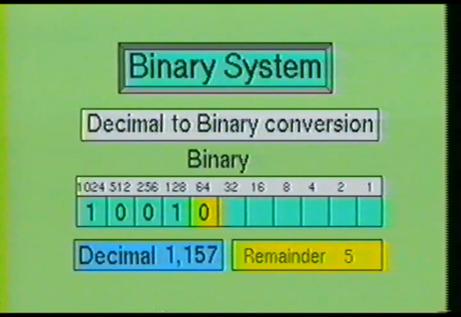We cannot subtract 64 from the remainder of 5, so a 0 goes into this column. Likewise, we cannot subtract 32 from the remainder of 5, so a 0 must go into this column. We can also see that the bit value of 16 cannot be subtracted from a remainder of 5, so a 0 will go into this column. The next bit value is 8, and it too cannot be subtracted from a remainder of 5, so a 0 goes into this column.